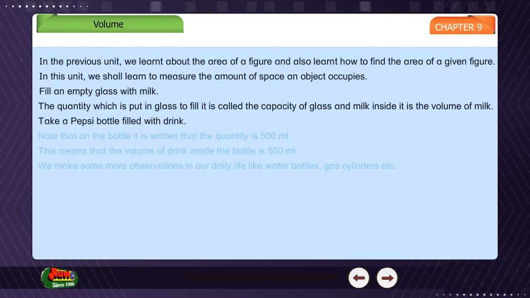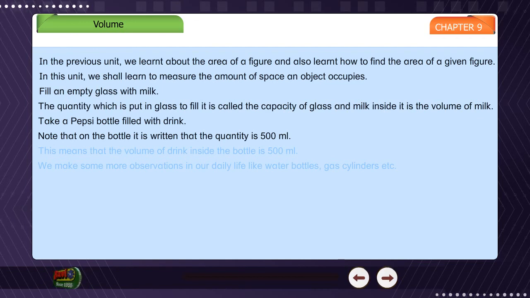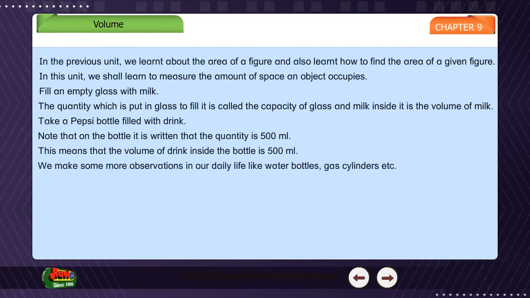Take a Pepsi bottle filled with drink. Note that on the bottle it is written that the quantity is 500 ml. This means that the volume of the drink inside the bottle is 500 ml. We make some more observations in our daily life, like water bottles, gas cylinders, etc.